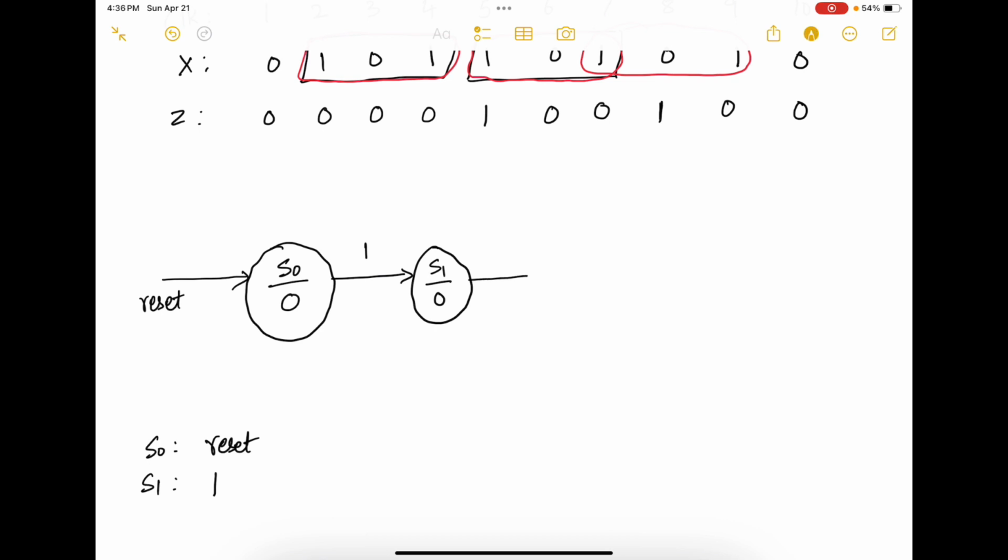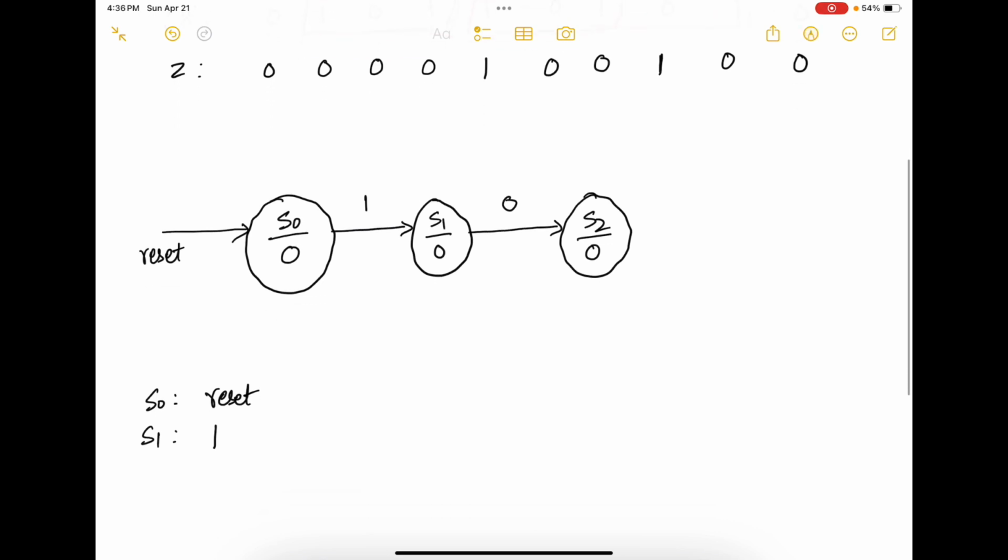Let's keep going. We are looking at 101. When we get our input as 0, we move to state S2, but our output is still a 0. S2 is a state which can be reached from the reset state by having the inputs 1 and 0. Next, we go for the S3 state and we get a 1 here. So at S2, you get a 1, you move to S3. That is when your sequence is detected. Therefore, you are going to assert your output. S3 is a state which can be reached from the reset state if your input bit pattern is 101.